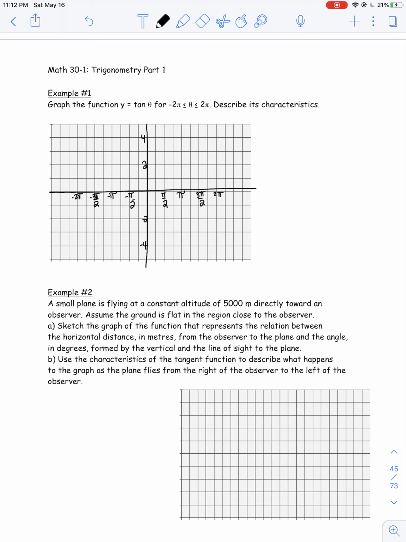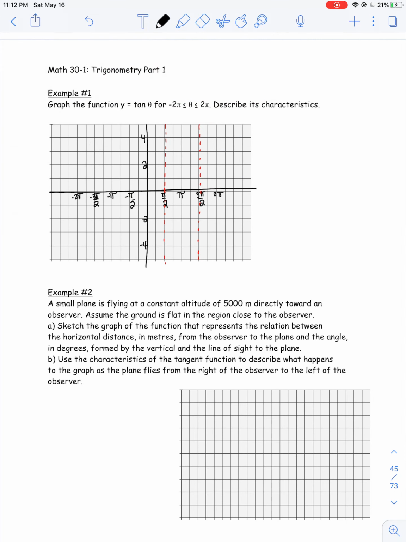Okay, so when we're looking at this, there's going to be an asymptote wherever cos is 0, and that's going to occur at every 90 degrees. So you're going to have this dotted line that the graph is going to go close to but not touch, so the vertical asymptote. Okay, so vertical asymptote there. Another one at 3 pi over 2.